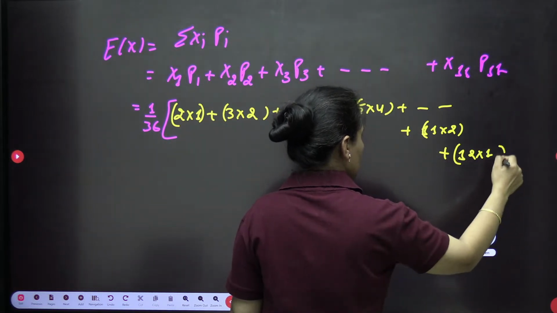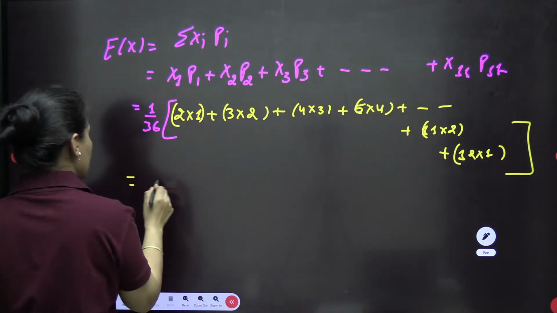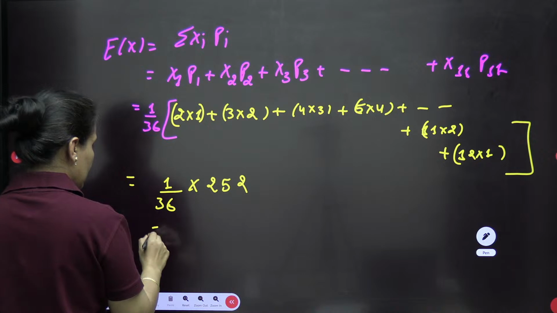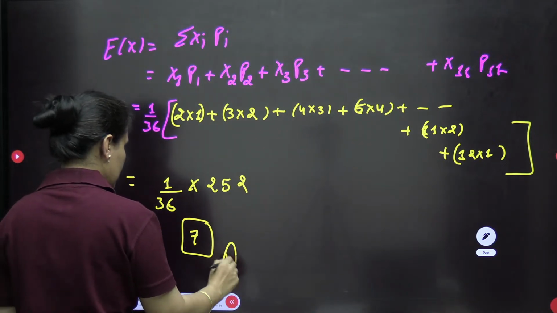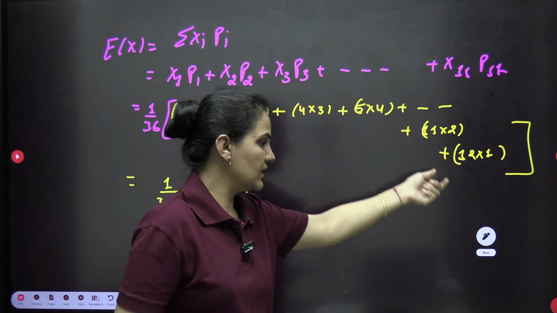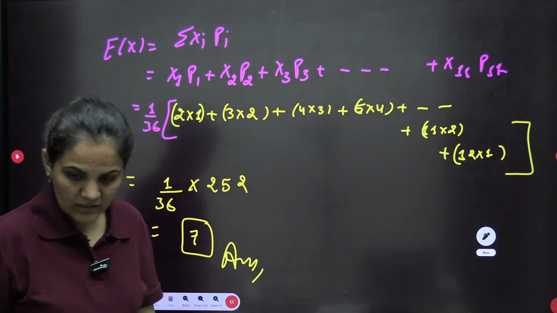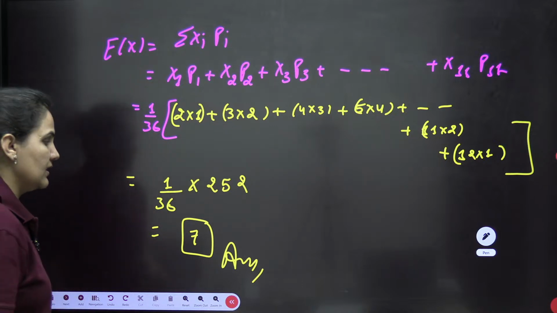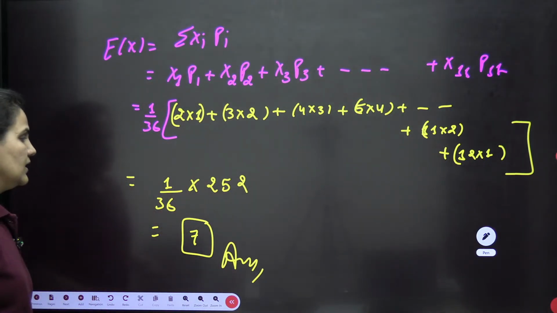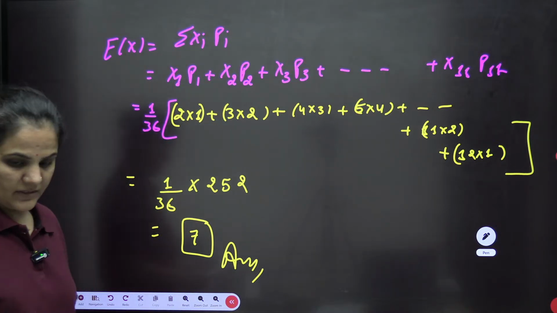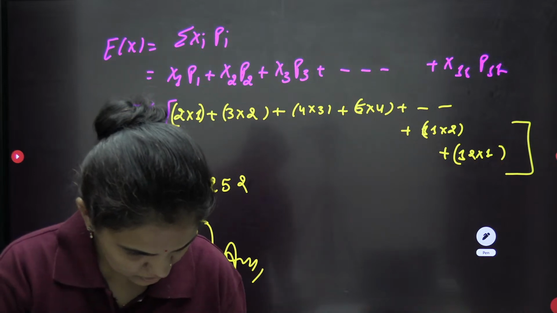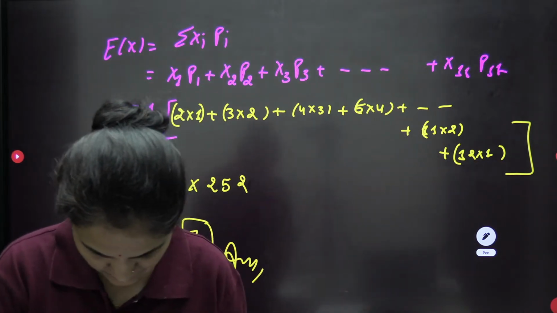So we can just add up, and with 1 by 36 I think it will give you 252 when you add. So the final result will be 7. You can see this is 2, 6, 12, 20 and so on. When I add, the final answer is 252 by 36, which is 7. So this is surely an interesting one, I will say.